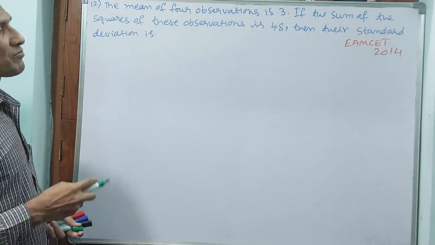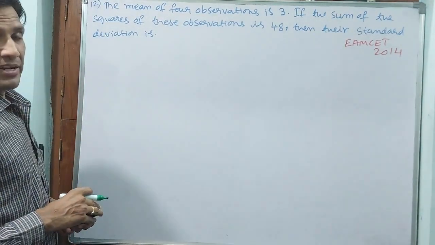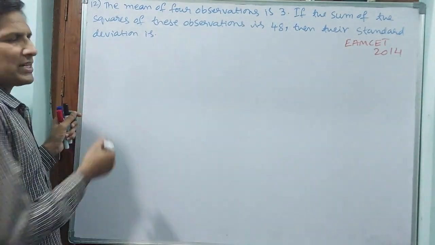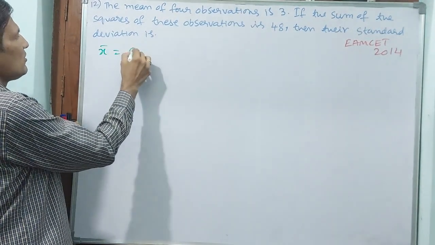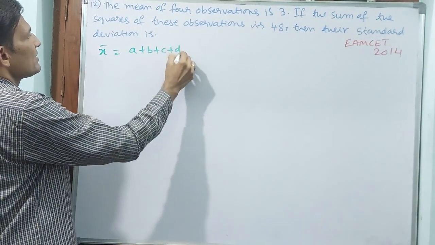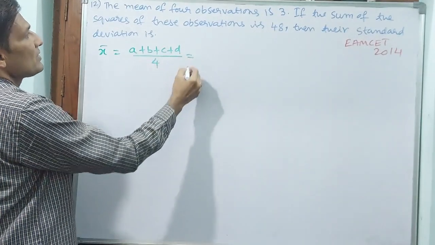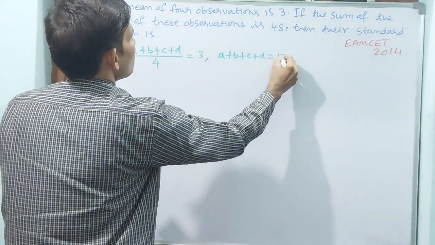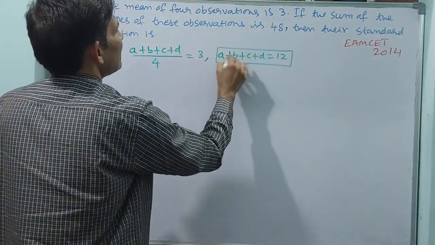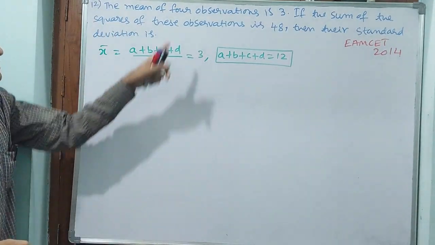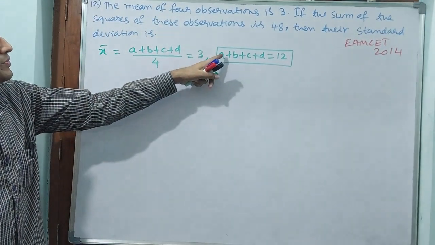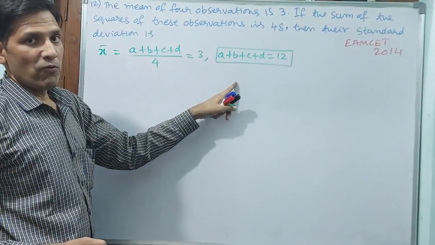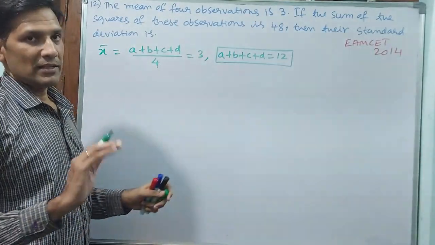Okay, see first 4 observations they are making mean. Why? Because 4 is a small figure only. Shall I take a plus b plus c plus d? Okay, see what I am making. x bar is equal to a plus b plus c plus d divided by 4. This they have given as 3. That means a plus b plus c plus d is equal to 12. Okay, this you box it. Understand? Why? Because if 4 observations together sum to 12, automatically 12 by 4 is going to give 3 mean. Okay, that is one thing.